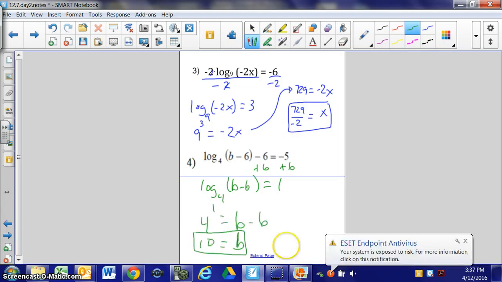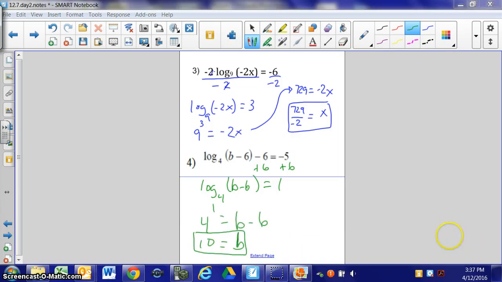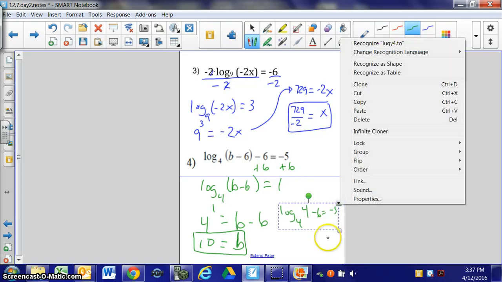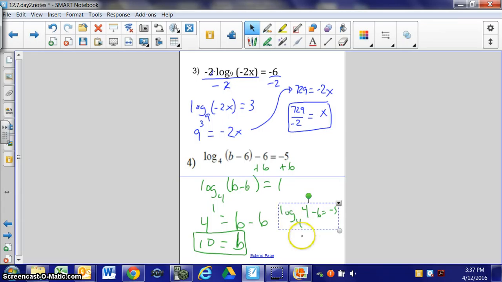So let's see how that worked for you. B equals 10. Does it make sense that log base 4 of, let's see, 10 minus 6 is 4, minus 6 equals negative 5? Log base 4 of 4 is 1, and 1 minus 6 is negative 5, so that checks. So my final answer is B equals 10.